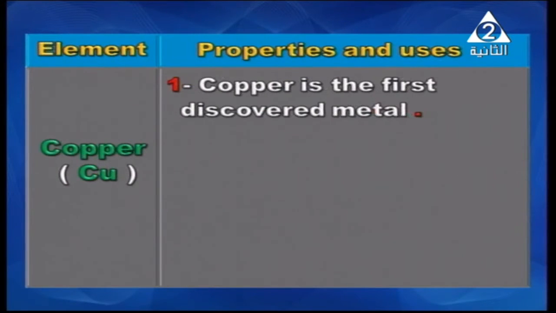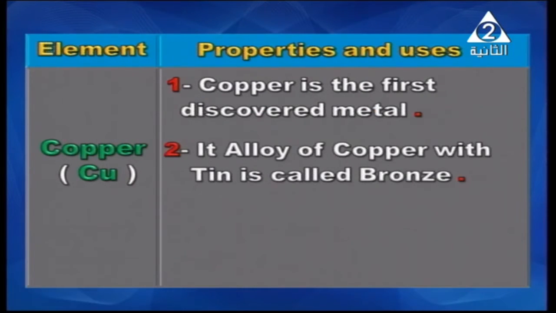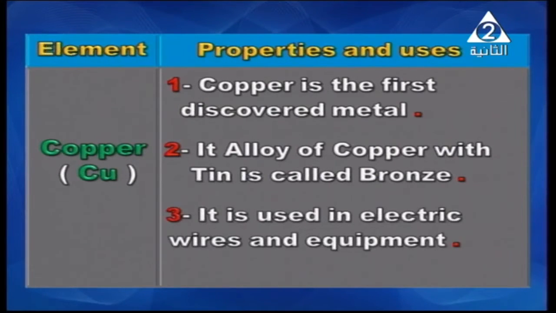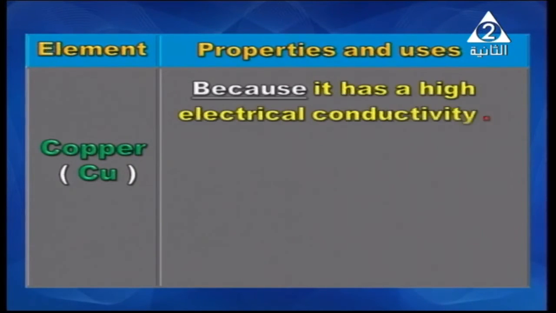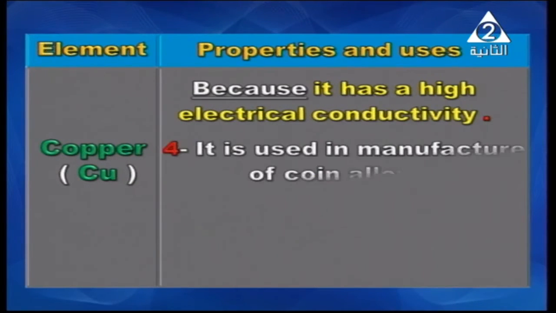Copper is the first discovered metal. Its alloy with tin is called bronze. It is used in electric wires and equipment, and we have good reason for this point, because it has high electric conductivity. And the next point, it is used in the manufacture of coin alloys.